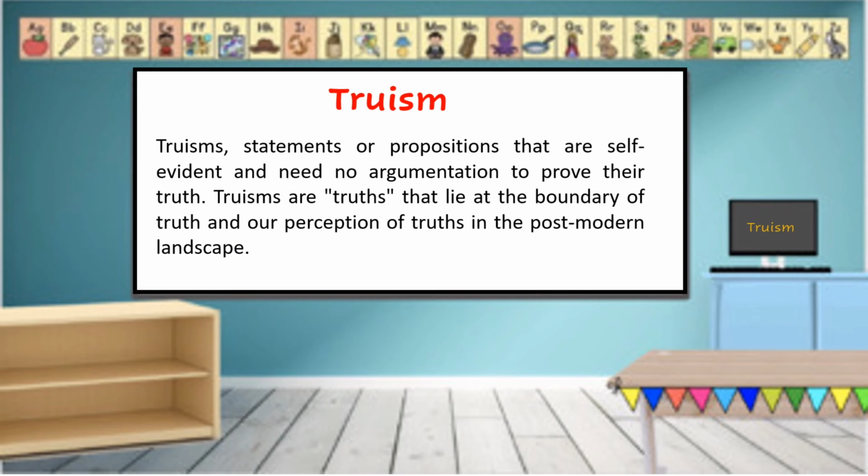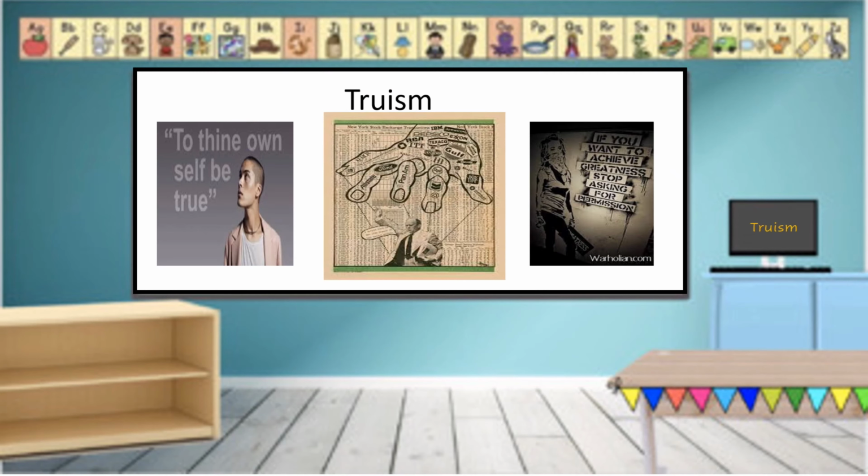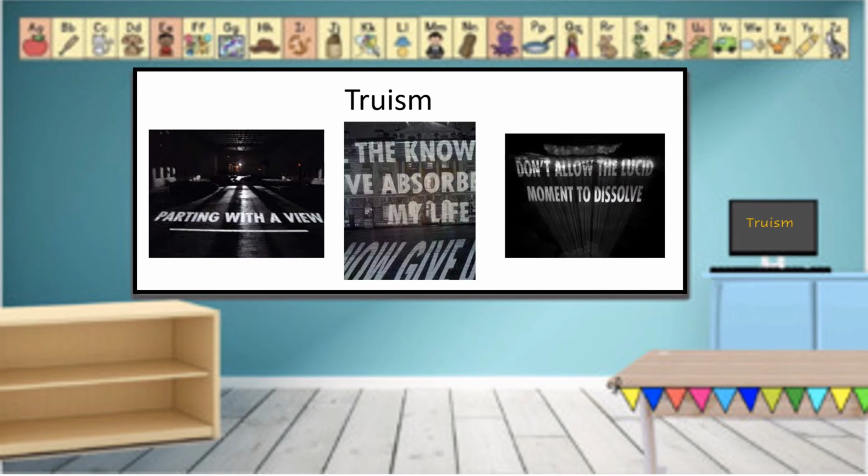And now let's talk about truism. Truisms are statements or propositions that are self-evident and need no argumentation to prove their truth. Truisms are truths that lie at the boundary of truth and our perception of truths in the postmodern landscape. And here are the examples of truisms that can be used for t-shirt printing.